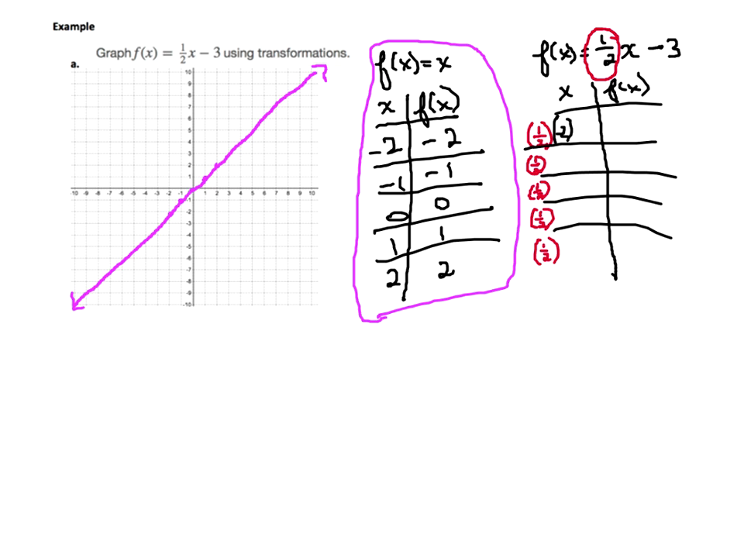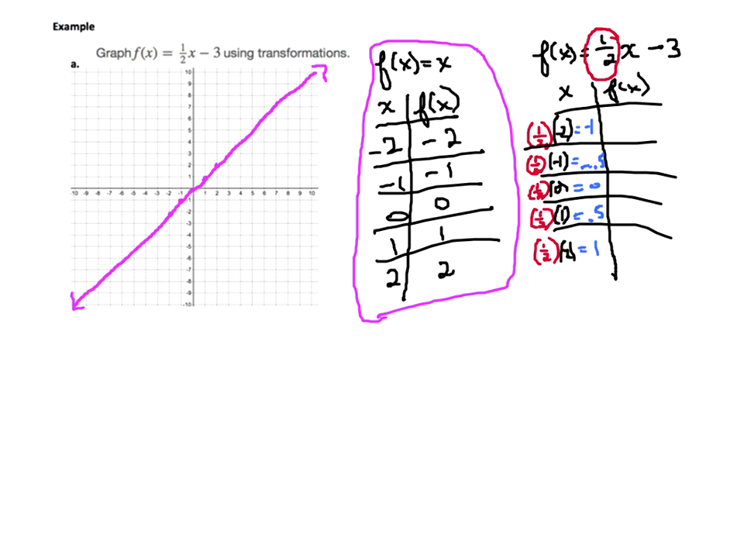I'm multiplying by what I originally started with, negative 2, negative 1, 0, 1, and 2. And that leaves me with negative 1, half of negative 2 is negative 1, half of negative 1 is negative 0.5, or negative 1/2. Half of 0 is 0, half of 1 is 0.5, and half of 2 is 1. So those are my new x values.